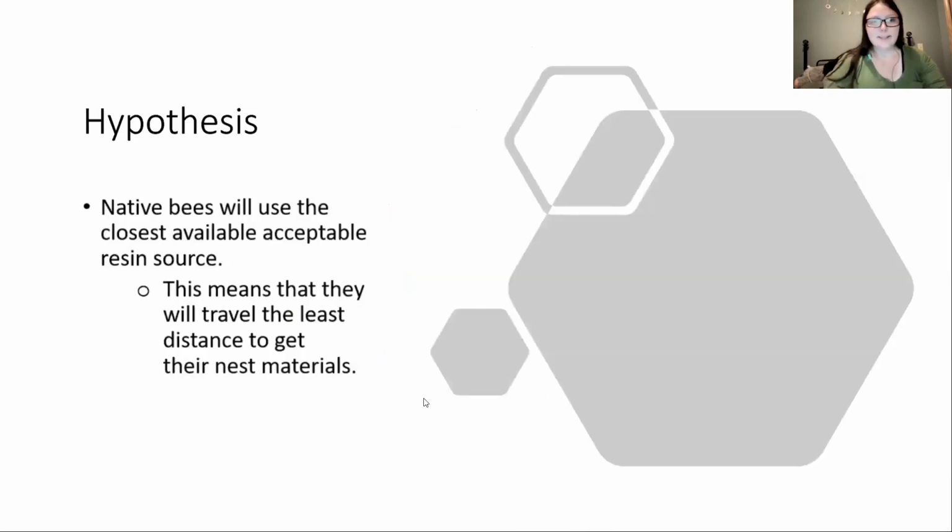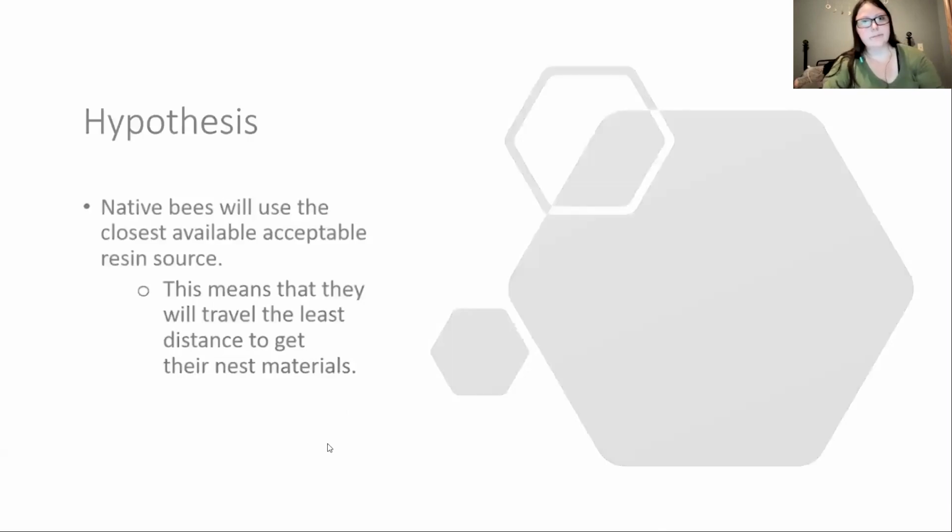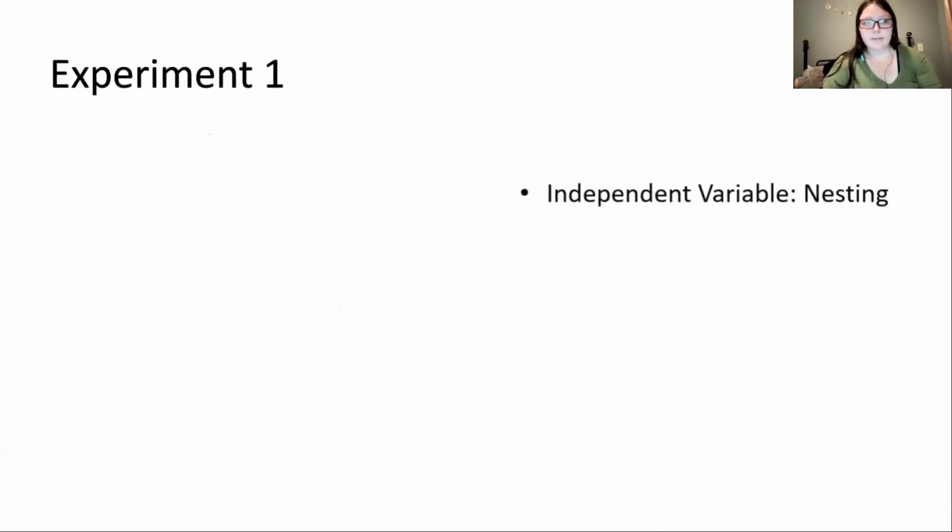Hypothesis: native bees will use the closest available acceptable resin source. This means that they will travel the least distance to get their nest materials. So they're going to use the least amount of energy to get their nest materials. They're not going to want to fly as far. And I think they'd even want to fly less far than honeybees, but that's just a personal thought, because they are smaller than honeybees. So experiment number 1.